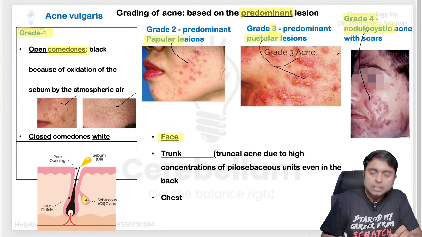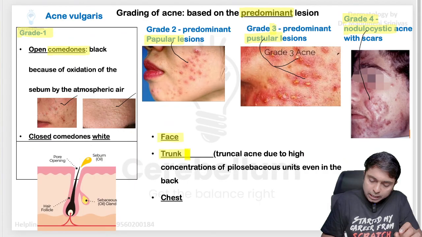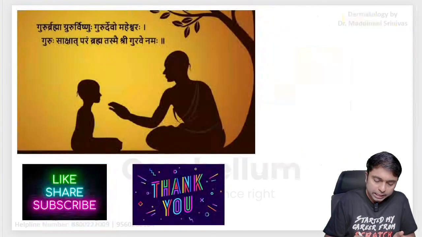And where are these lesions present? Predominantly on the face, but the trunk can also be affected, and of course the chest. We have already seen this.